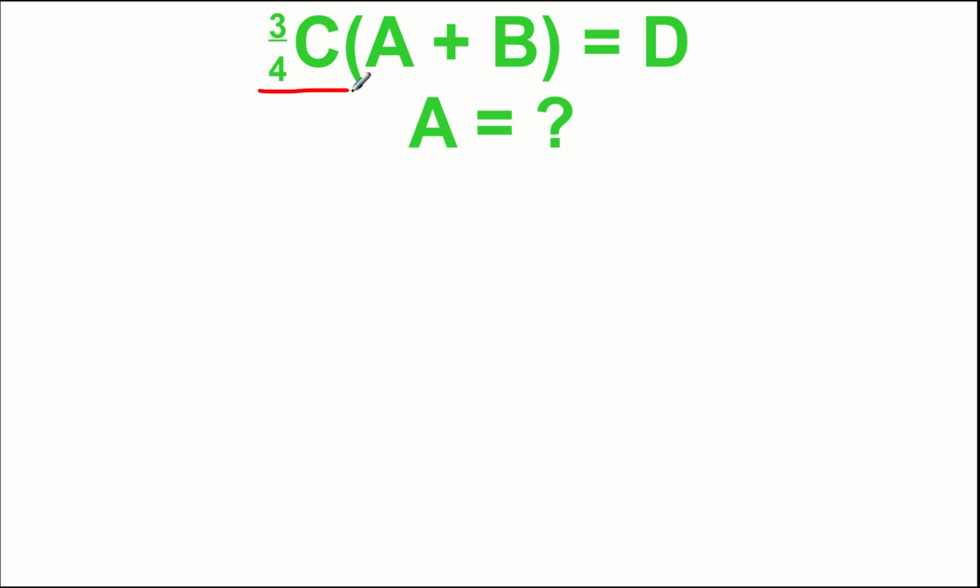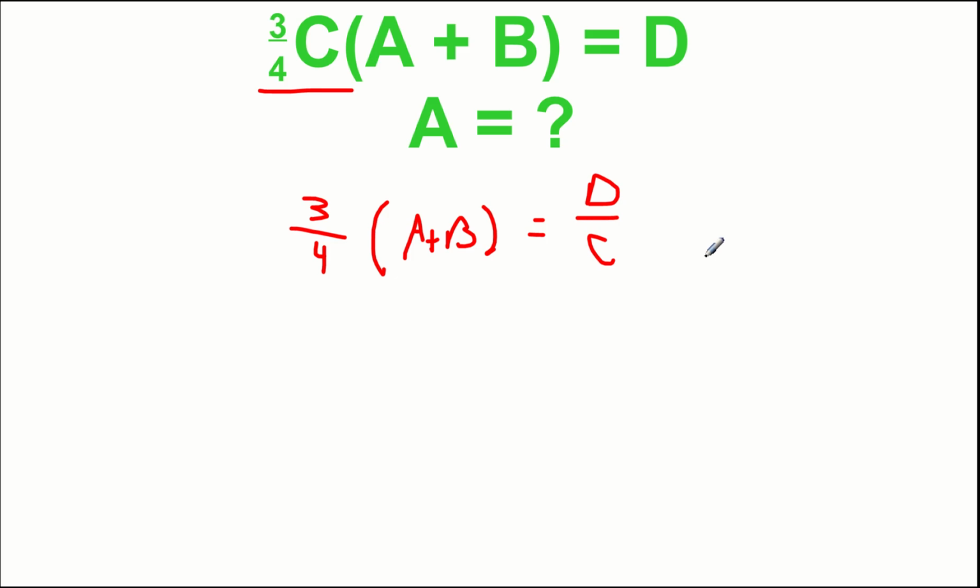So if we get rid of this multiplication, I'm going to do it in two pieces, okay? The problem some of y'all were having was the fraction. So I'm going to divide by C first. So that means I would have 3/4 (A plus B) equals D over C. I think everybody was okay with that part.